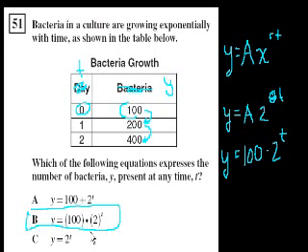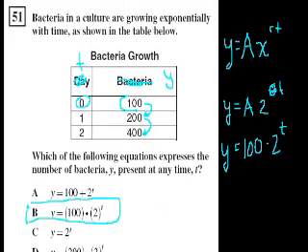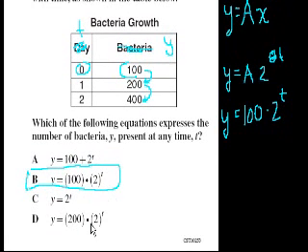Probably the easiest way is just to look at these choices. Three of them have kind of an exponential form. This one doesn't take into account the initial condition, right? At day 0, I have 100 bacteria. And this one says at day 0 I have 200 bacteria, which is just wrong. I have 100. You take t equals 0, you're left with what you have at day 0. So depending on how you look at it, you get to B either way.